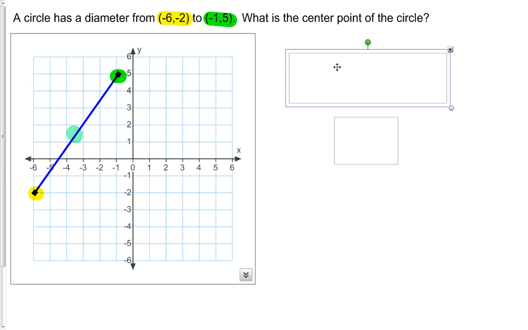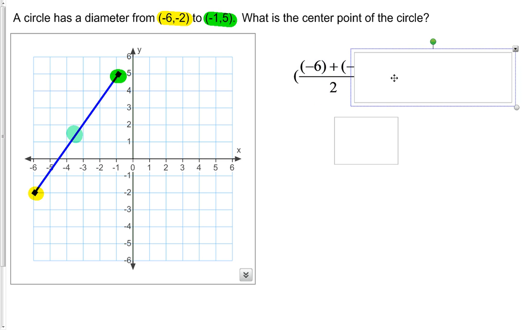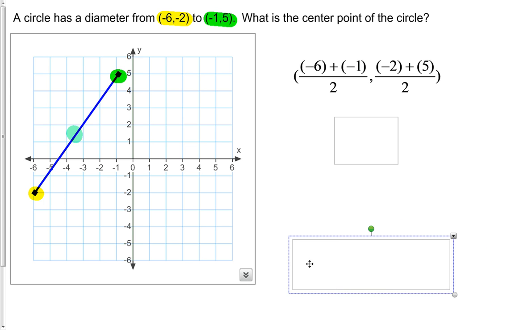If I plug it into my midpoint formula right away, for x, I'm going to have -6 plus -1 over 2. And on my y's, I'm going to have -2 plus 5 over 2. Because again, we're always taking the average of the x-coordinates and taking the average of the y-coordinates. Now you just have to do the math.